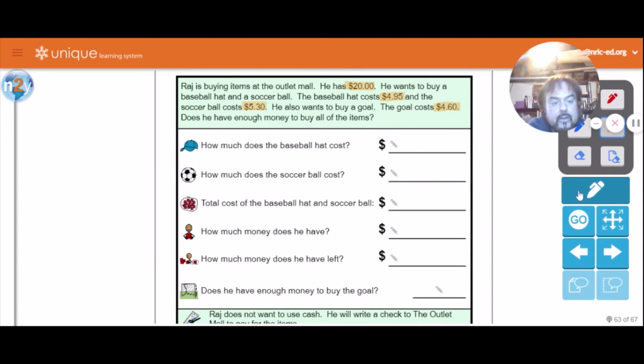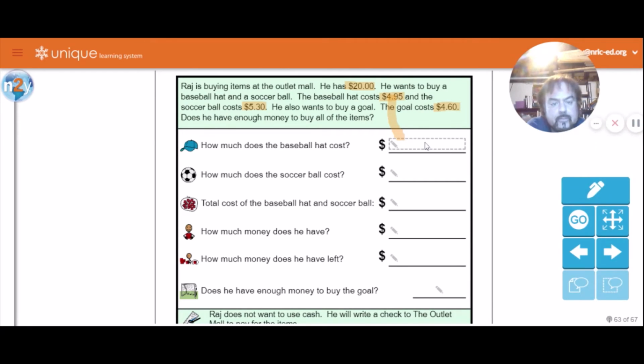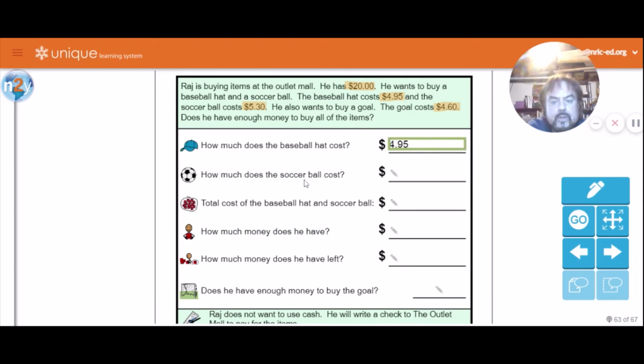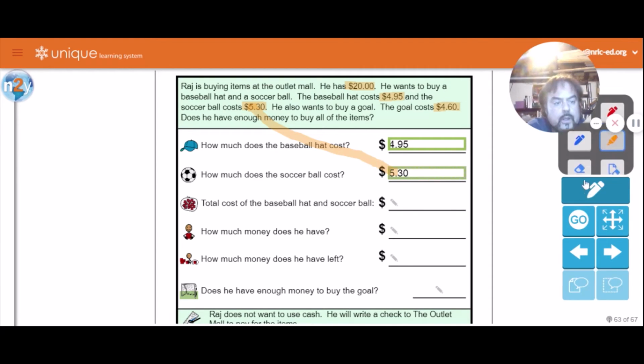Well, let's find out. All right, so the baseball hat costs $4.95. So let's type that in there. All righty. All right, how much does the soccer ball cost? Well, the soccer ball costs $5.30. So let's type in $5.30. Okay.